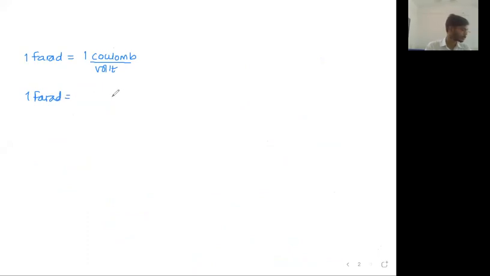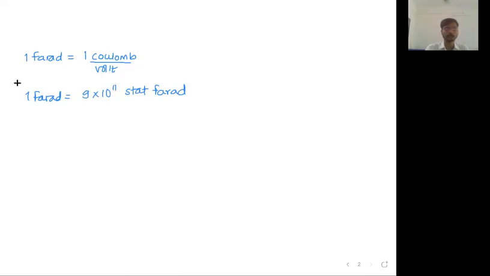Okay, a non-SI unit is there: 9 multiplied by 10 raised to 11 stat farad. This we have to remember. It's as good as 1 meter is equal to 100 centimeter. So we don't have any choice. We have to remember this. 1 farad is equal to 9 into 10 raised to 11 stat farad.